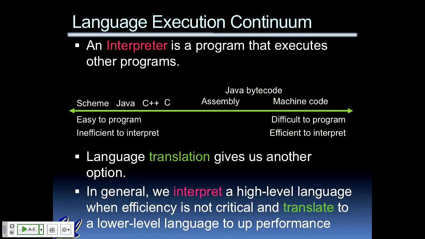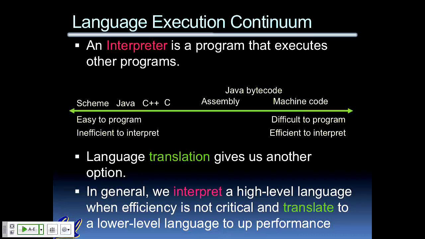Now, along this spectrum, as you go from very high-level languages to very low-level languages, the high-level languages are very easy to program in because they're taking care of most of the details for you, whereas the low-level languages, you have to take care of all the details as a programmer. On the other hand, if you think about how easy it is to interpret the program, to have some program execute your program, the high-level languages, every statement encodes a lot of work, and so it's a lot harder to actually execute that program. Whereas if you go all the way down to machine code, the programmer has done all the work for you. It's very efficient to interpret that low-level code.